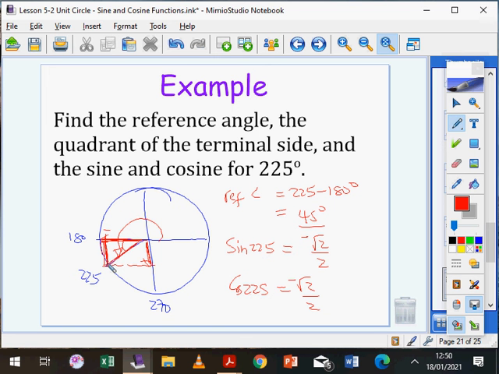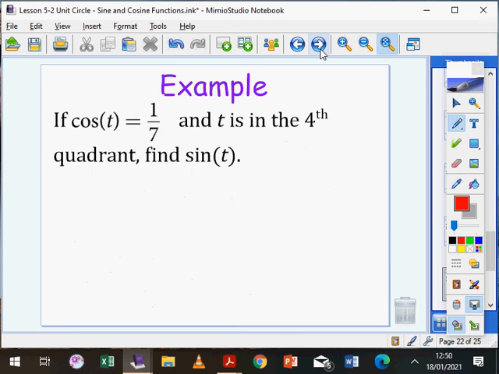The cosine of t is 1/7. t is in the fourth quadrant. Find the sine of t. So t is over here in this quadrant, right? So cosine is positive in that quadrant. That means sine and tan have to be negative in that quadrant. If this is t, then the cosine of t is 1 out of 7. Remember, cosine is adjacent divided by hypotenuse, 1 out of 7. So what is the sine of t?